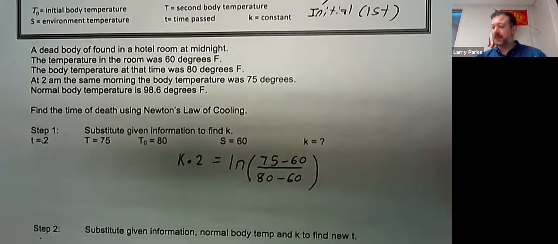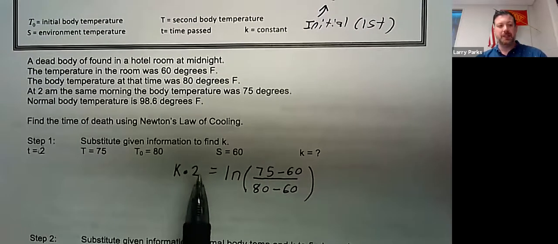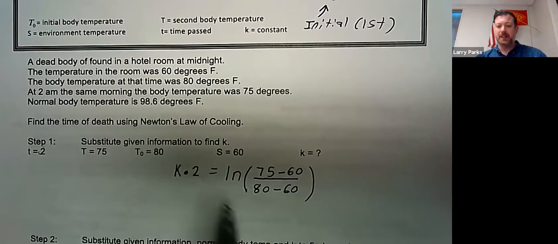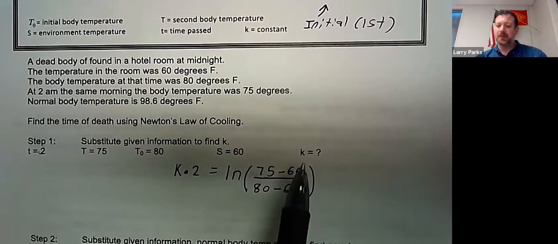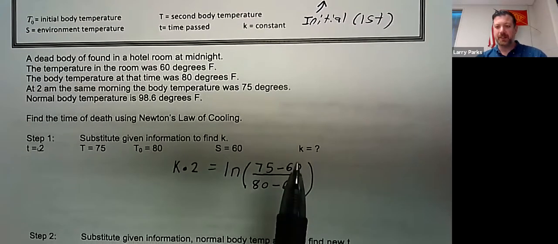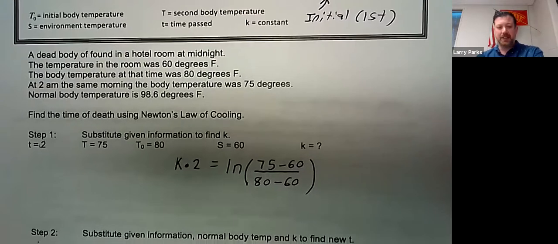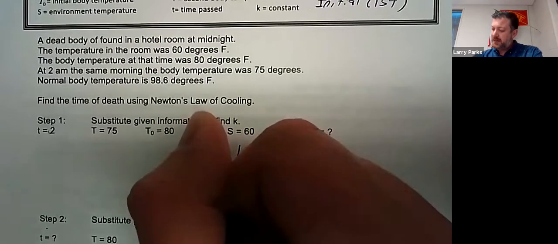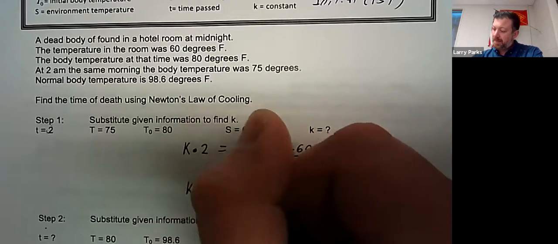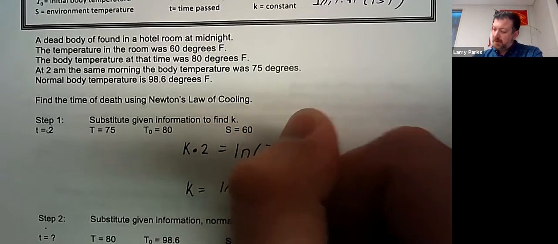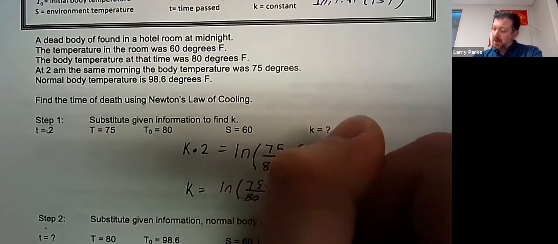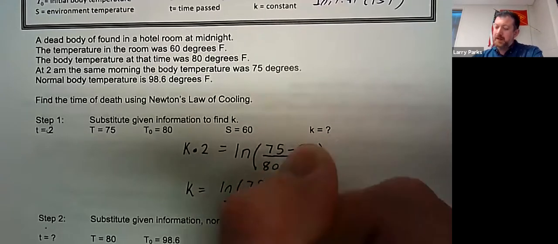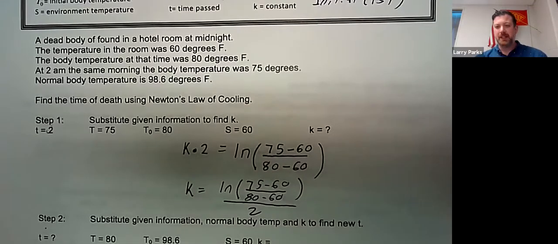So here's all that's going on. We're trying to find our K. 2 hours have passed. The temperature of the body started out at 80 degrees. 2 hours later, I measured it. It was 75 degrees, and the room temperature was 60 degrees. So really, I just need to divide all this by 2, and that'll tell me my K value. So I'm going to type that in the calculator.